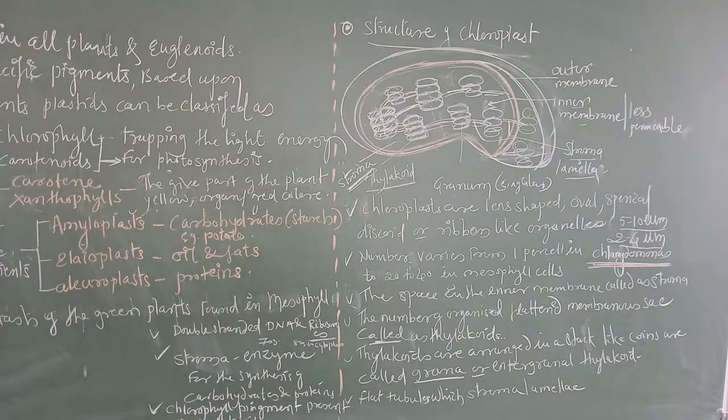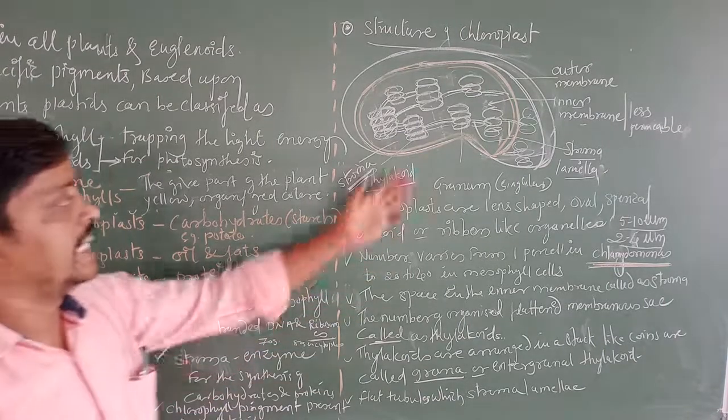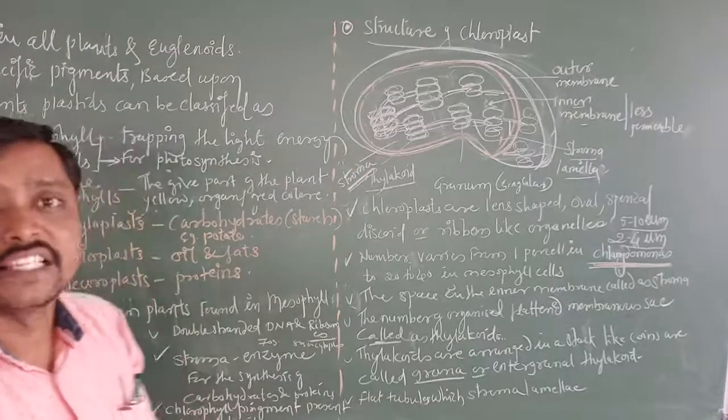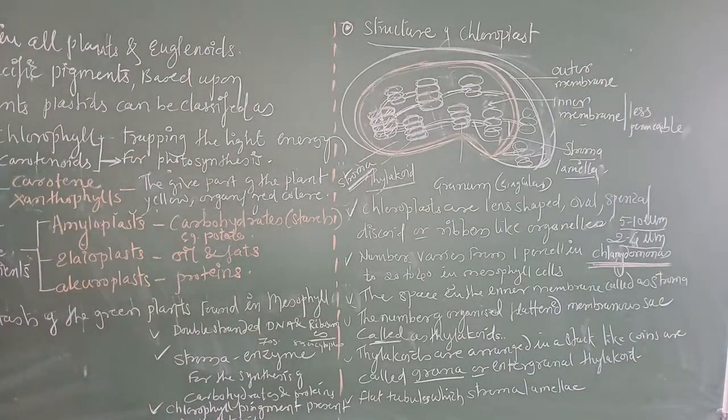The question is going to ask you: draw a neat labelled diagram and explain the structure of chloroplast. Or, on the basis of specific pigments, what are the different types of plastids? Or they are going to ask you, name the pigments which are present in a chloroplast, in a chromoplast, and in a leucoplast. Likewise, questions are going to arise for the final examination. Okay, so this is what we have studied regarding the plastids.